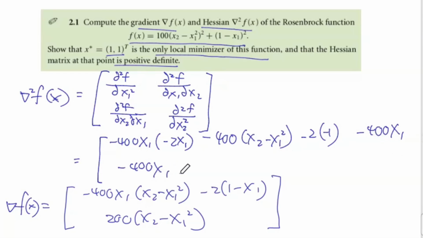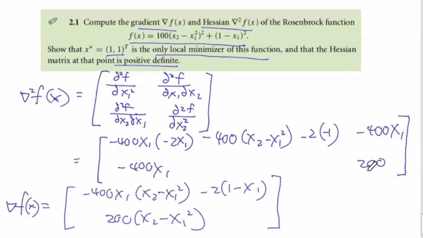You know this is the same. And then now for s2 we get 200, because this one is considered as a constant when we derive over s2. So this is the Hessian.